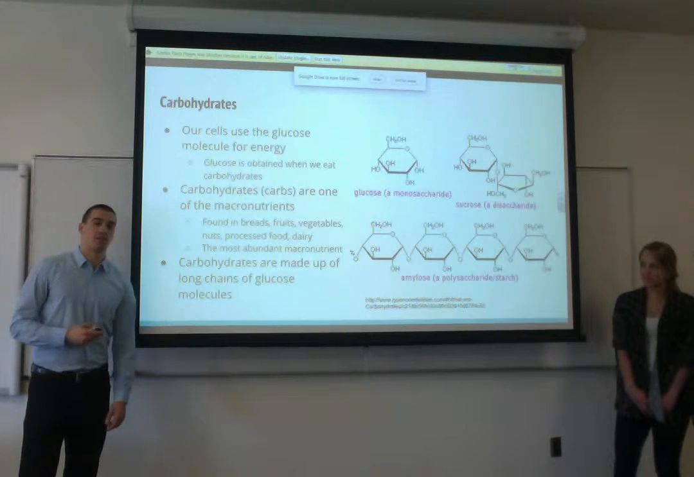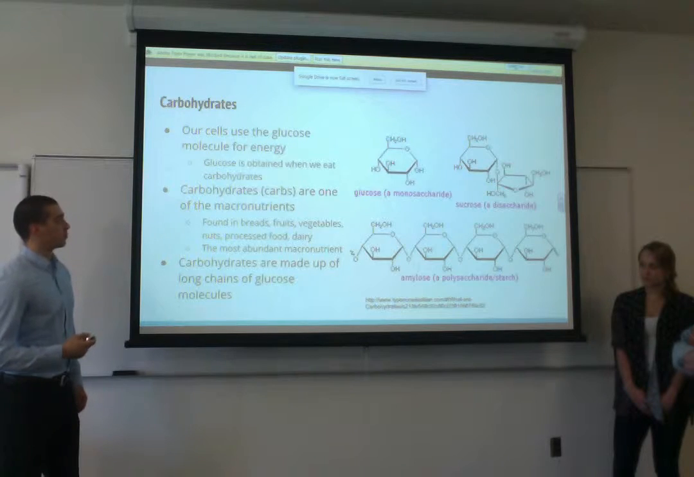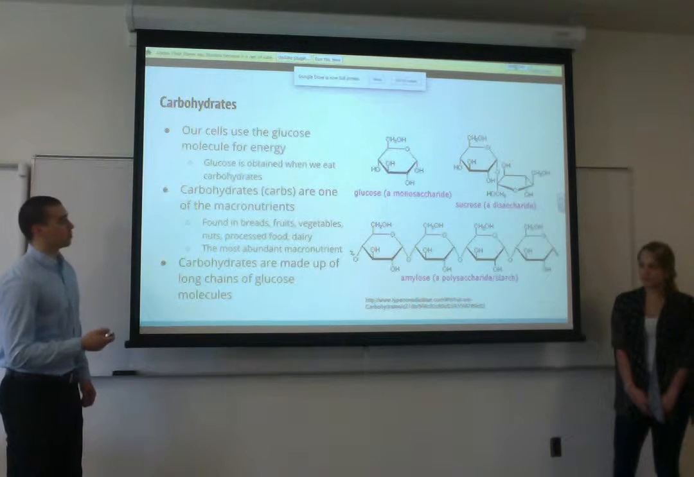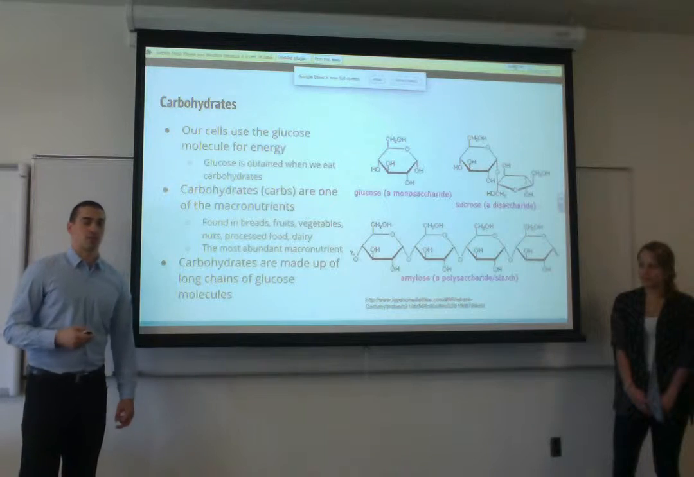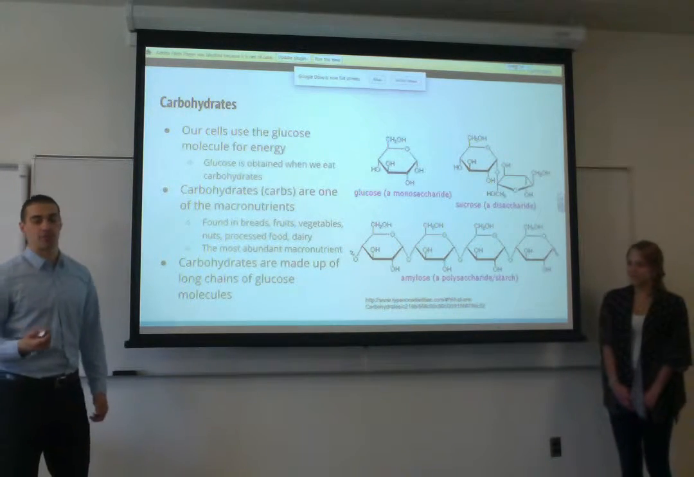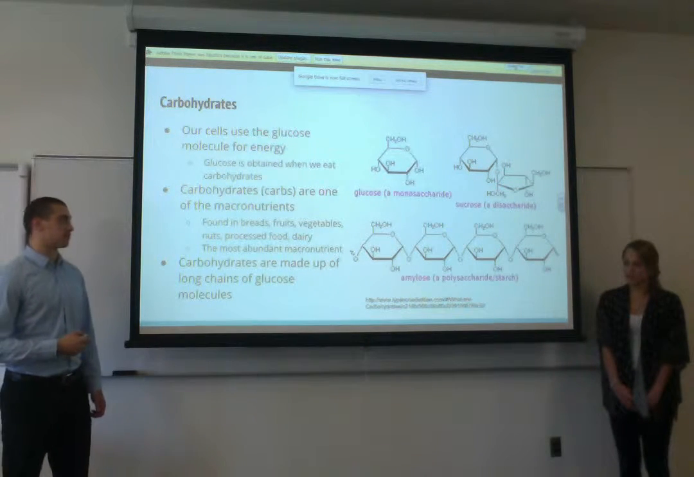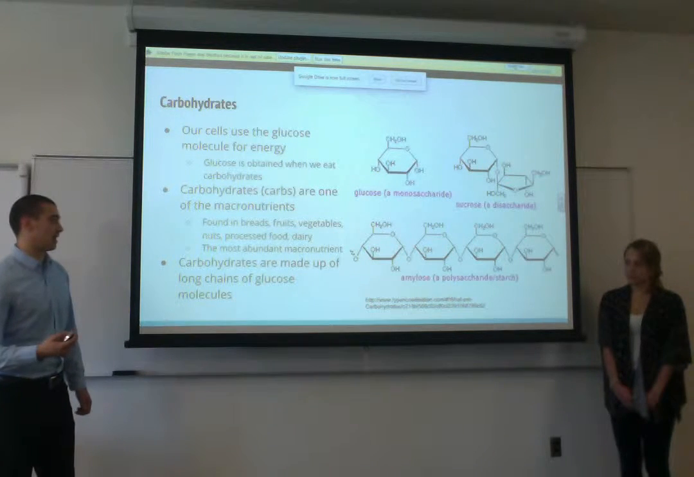So to start, we need to understand what glucose is in our bodies and how we use it. So glucose is what our cells use for energy. And the molecule for glucose is this simple sugar right here. So glucose is obtained when we eat carbohydrates. Carbohydrates can be found in every type of food we eat. It's one of the main macronutrients. It's mainly found in breads, fruits, vegetables, nuts, processed food especially, and dairy.